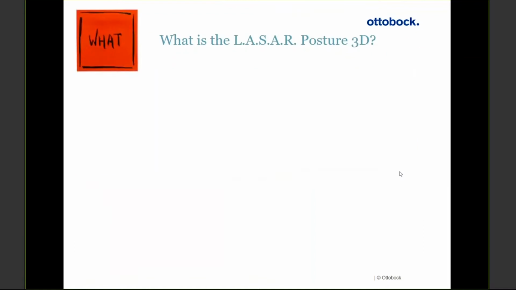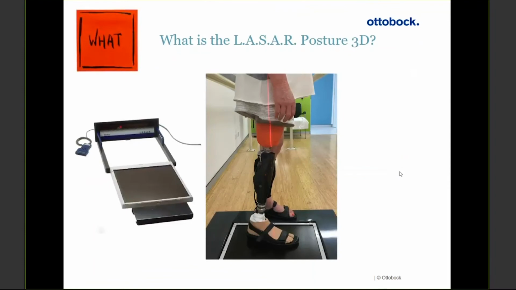So what is the L.A.S.A.R Posture 3D? It's probably worth mentioning that there are actually two L.A.S.A.R postures. There was our very first original L.A.S.A.R posture, and this particular one was produced over 20 years ago now. Despite having an old version and a new version, the L.A.S.A.R posture is essentially a measuring device that's intended for verifying and optimizing the static alignment of both a prosthesis and an orthosis together with the patient in the device. And that's a really important point.